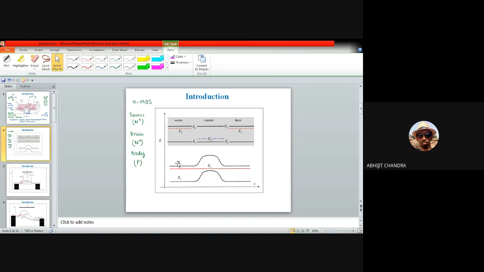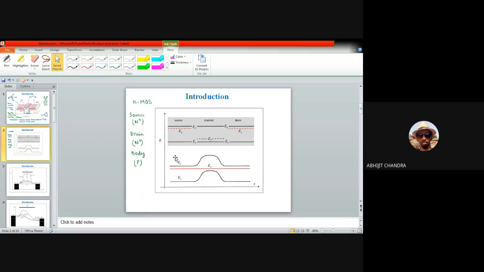Now, because of the band bending, this is the N plus region, and this is the N plus region, source and drain. Current conduction will only take place when the electrons can move from this position to that position, depending upon the applied potential. I am assuming I have provided a positive supply VDS, say 5 volt or 3 volt. Since the positive supply is connected at the drain terminal, the electrons will move from source to drain. On the other hand, since the device is symmetric, if you provide a positive supply at the source region, then the electrons will move from this point to that point.